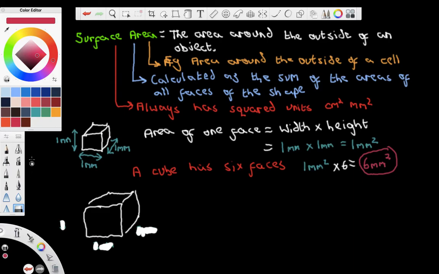So instead of having 3 centimetres, we're now going to have 5 millimetres, 5 millimetres, and 5 millimetres. So just to be clear, it's 5 by 5 by 5 millimetres. Pause the video now, see if you can work out the surface area of this cube.